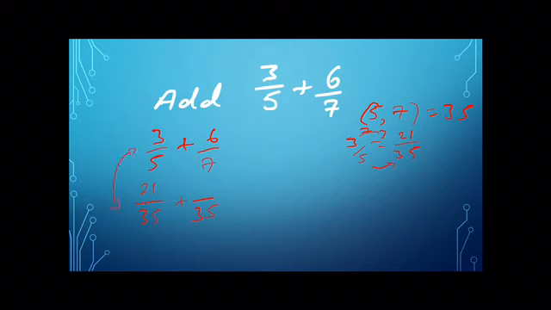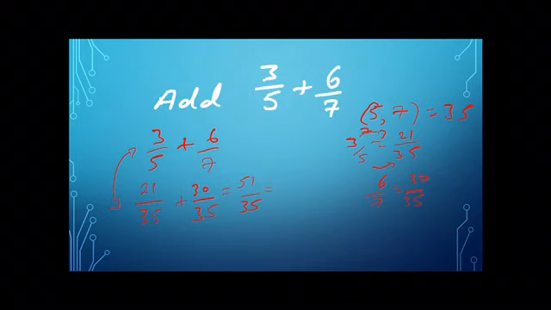Notice they are the same, just written in a different form. They're equivalent fractions. 6/7: if we multiply 7 by 5 we get 35, so we must multiply 6 by 5 to get 30. So 6/7 is equivalent to 30 35ths. We now see how many 35ths we have: 21 plus 30, which is 51 35ths.